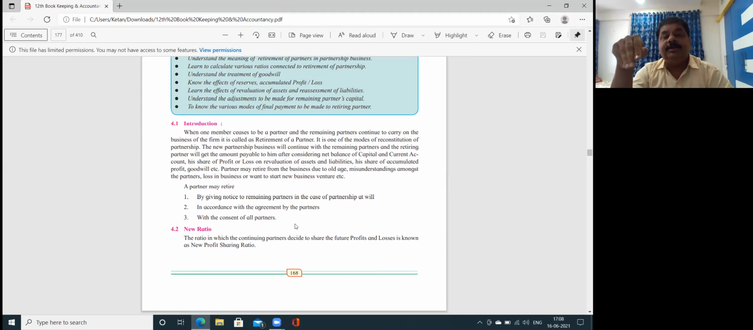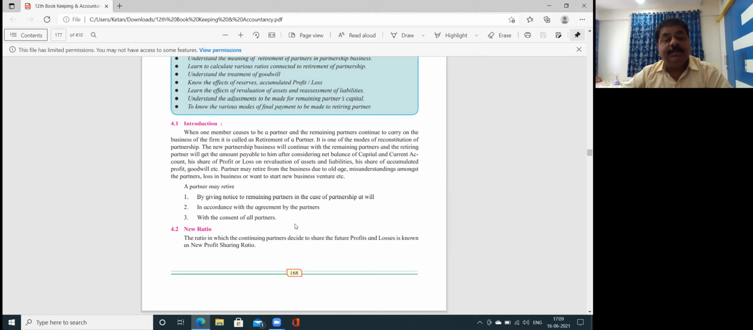Sometimes partners are deciding that this third person or third partner is actually not giving any benefit to the firm, rather that person is a headache for the firm. So the other partners decide, "Baba, you go now, let us do our business in peace, you go." So that is called the consent of all partners. Okay, they are deciding and taking the decision.